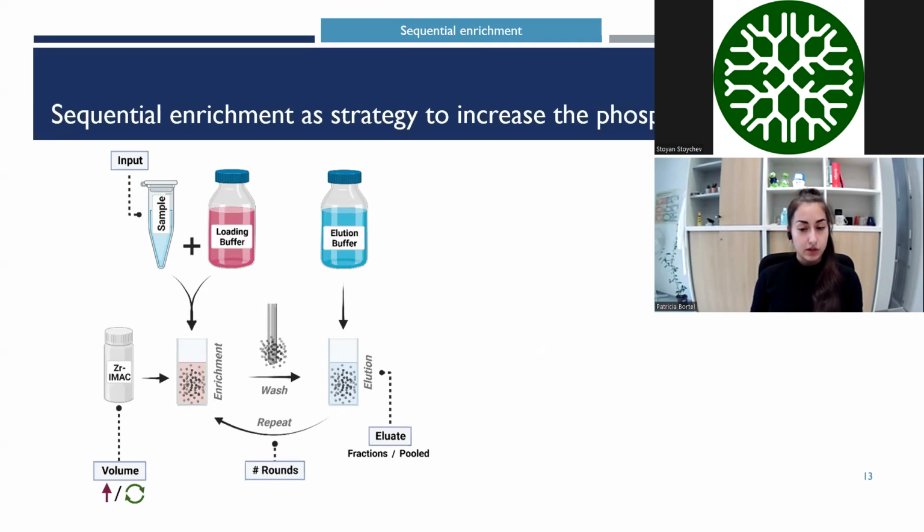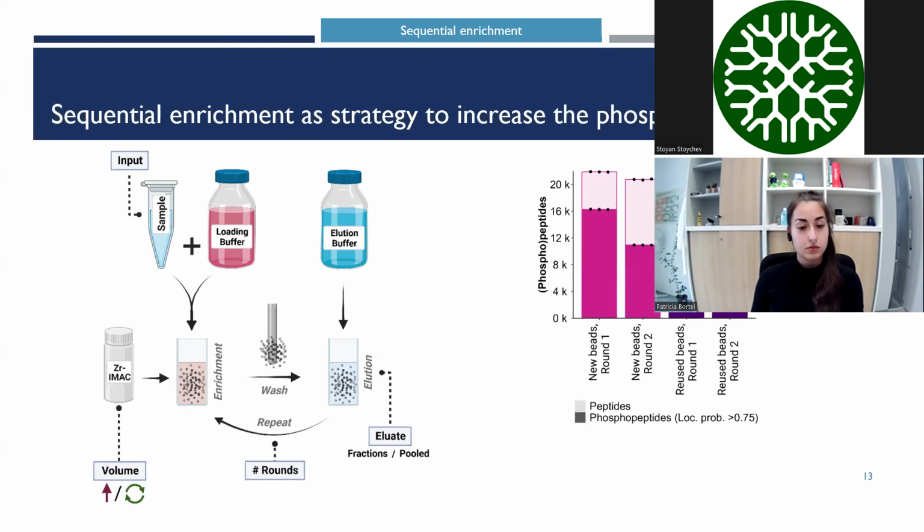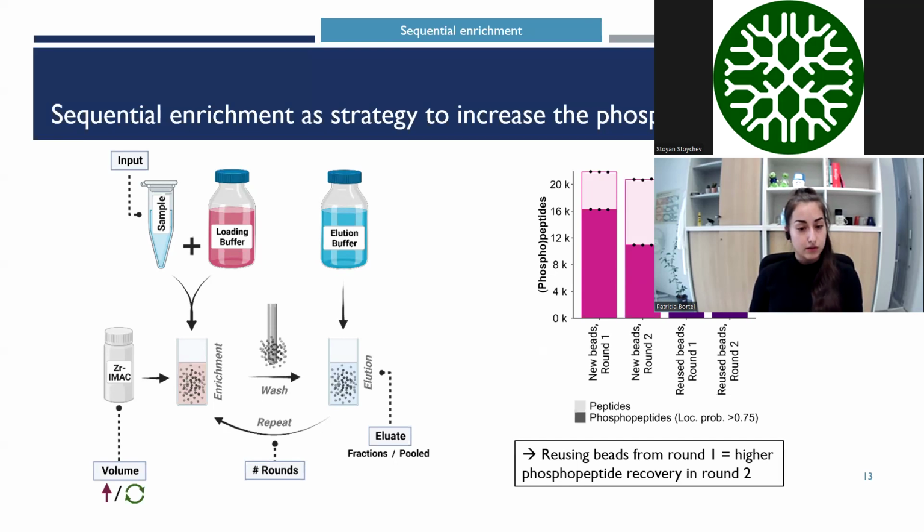And the first thing we wanted to test was whether we can reuse the beads from the first round for the second enrichment, or if it would be better to use a new aliquot of beads. And we tested this with a 2-round sequential approach. And as depicted in the bar plot here, when we focus on new beads in round 2 and reused beads in round 2, we actually observed that reusing the beads gave a bit higher phosphopeptide identifications in the second round, and it also slightly increased the enrichment efficiency. So therefore, we stuck with reusing the beads from round 1 to get a higher phosphopeptide recovery in round 2.